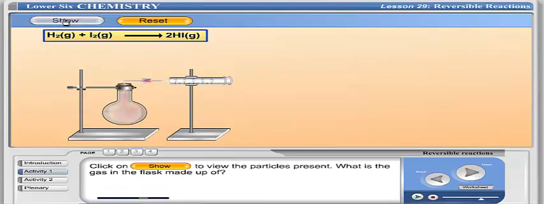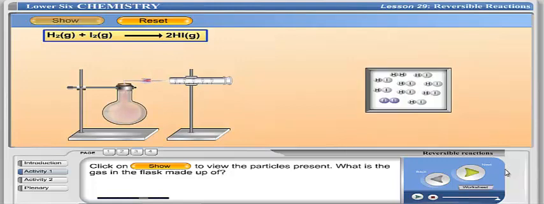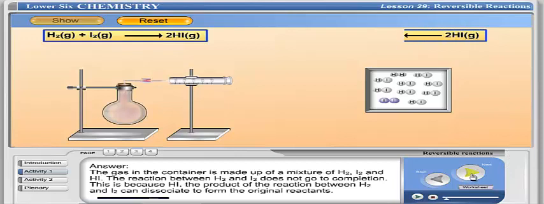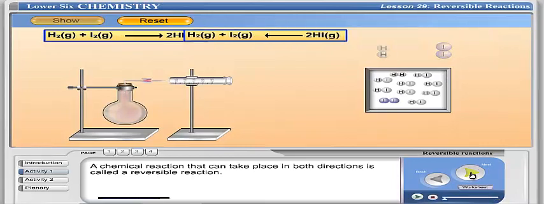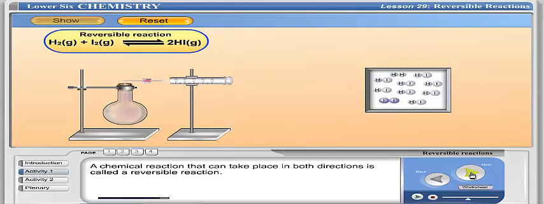Click on the Show button to view the particles present. What is the gas in the flask made up of? Answer: the gas in the container is made up of a mixture of hydrogen, iodine, and hydrogen iodide. The reaction between hydrogen and iodine does not go to completion. This is because hydrogen iodide, the product of the reaction between hydrogen and iodine, can dissociate to form the original reactants. A chemical reaction that can take place in both directions is called a reversible reaction.